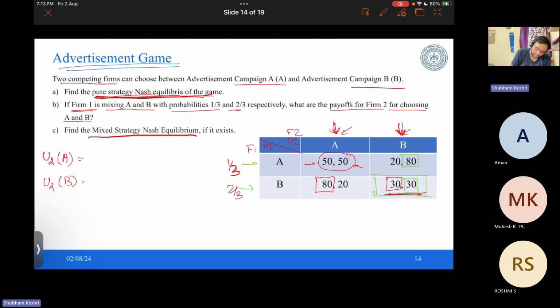Can you obtain the utilities? I'm not able to hear you if you are speaking. You are not audible actually.